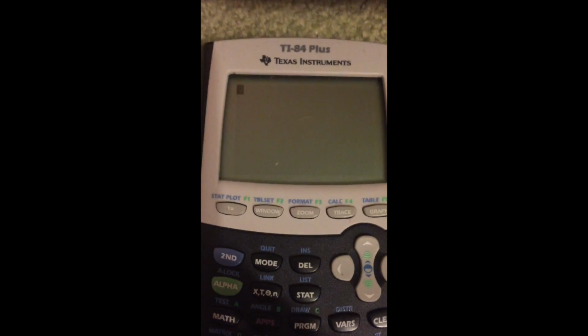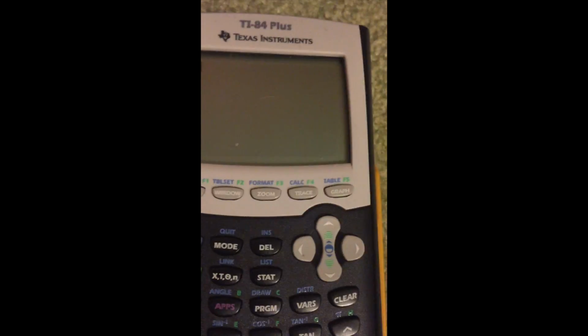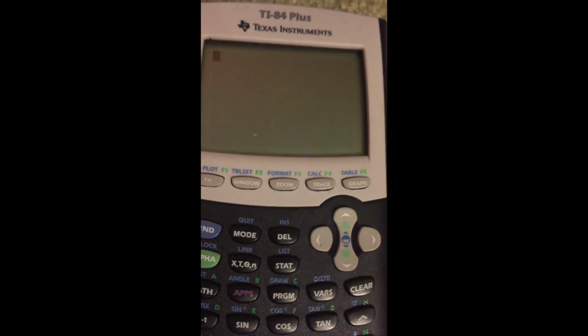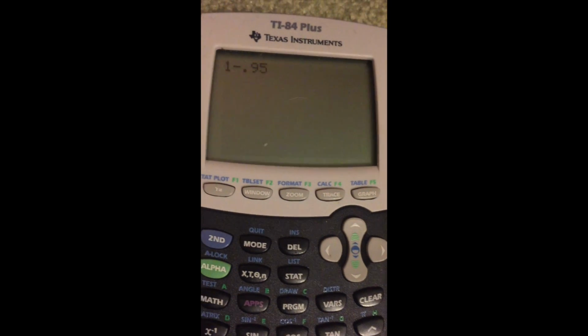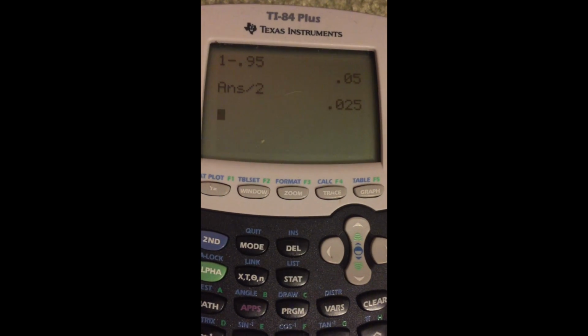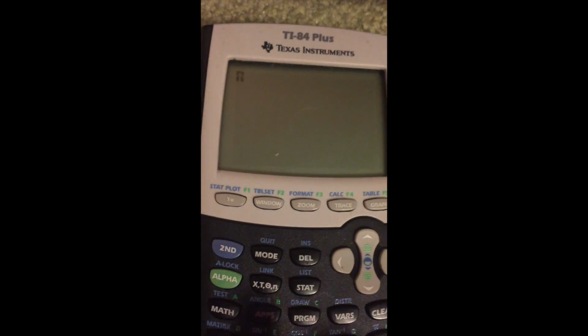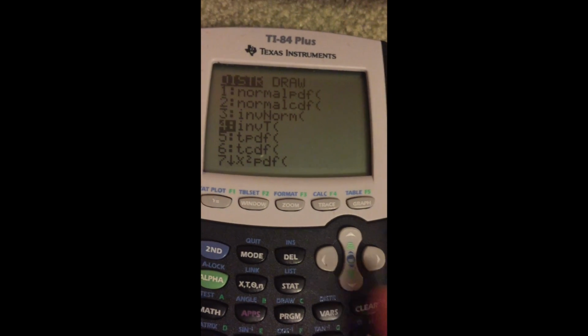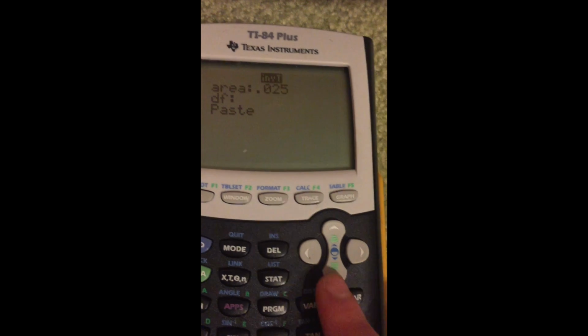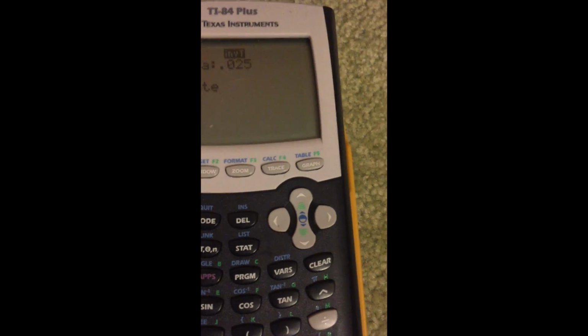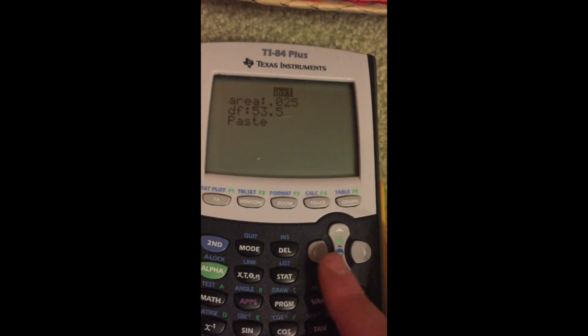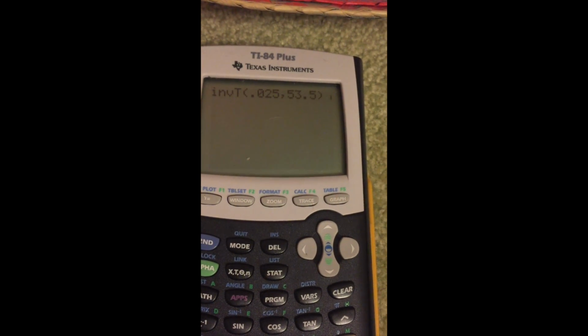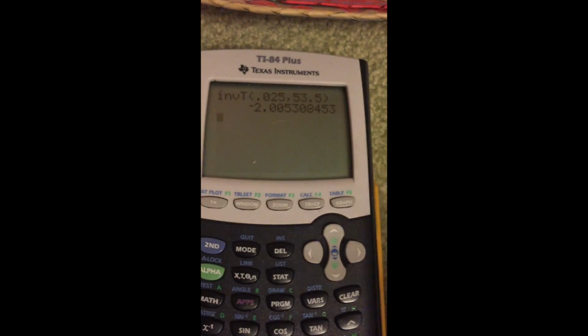To find the t-score, you will need to know two things. One, you will need to know the area. To find that, we are using a 95% confidence, so subtract 1 minus 0.95, divide that by 2, and that is your area. Alright, now we will go to second VARS, inverse t, to find the t-score. Enter the area, 0.025, and our degrees of freedom, which we already know from calculating the other problem, 53.5. Paste, calculate, and you have your t-score, 2.005.